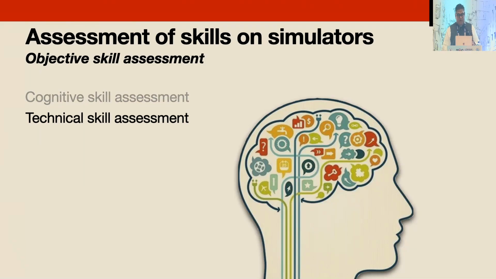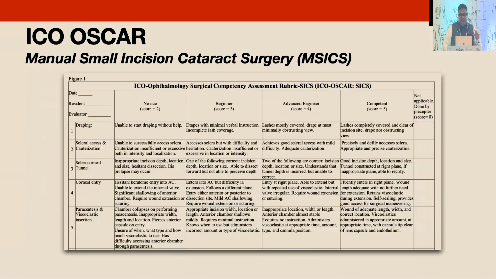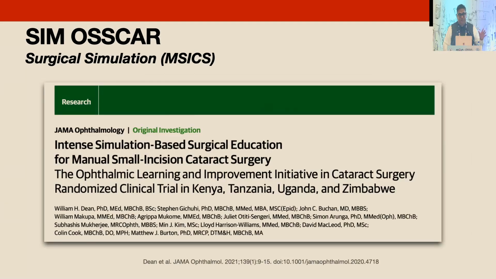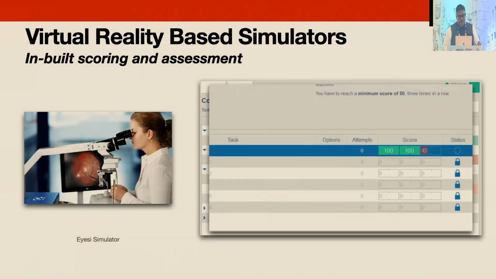Without going too much into detail, there are different rubrics and models already created that can help understand whether a trainee operating on a simulator is doing it the right way, which is called the SIM-OSCAR. There are different papers that have been published showing whether it works or not. Now, when we come to virtual reality simulators, these simulators themselves have an inbuilt scoring and assessment. This is the scoring system of the IC simulator, where unless you reach level 1 and do a task well enough, you don't go to the next level.